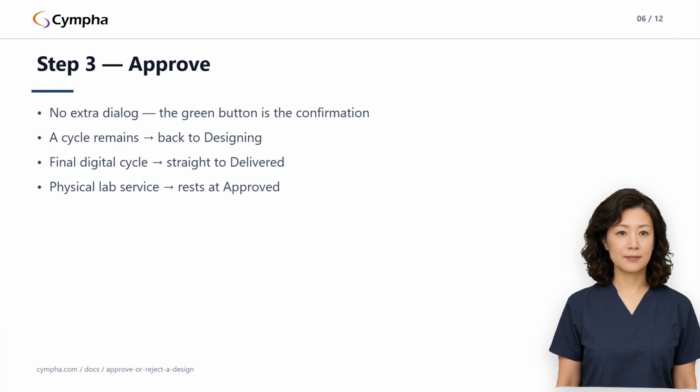Request changes is the normal back to designer path. Use it when the work needs another round with the same designer or the same AlignerBot agent.